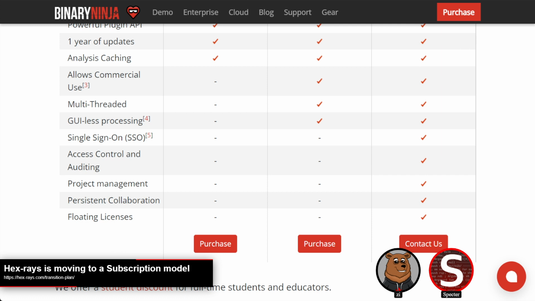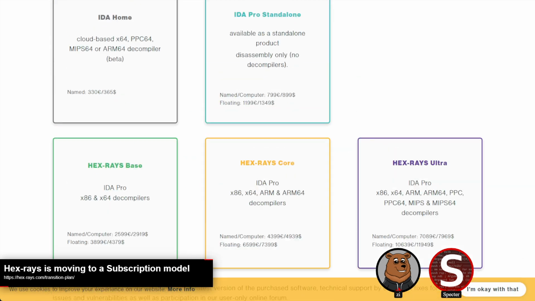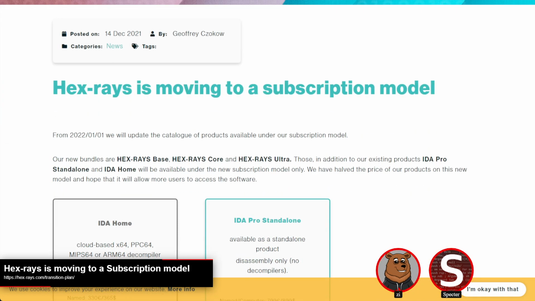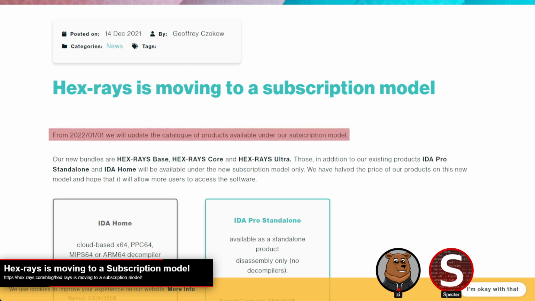I saw you pulled up the date earlier. What's the exact date that this goes into effect? I think you had the transition plan up. I'm just trying to find it now. Oh, it does say from 2022-01-01, so basically New Year, we will update the catalog of products available under our subscription model. Okay. So if you have IDA right now, it probably would be a smart idea to try to renew it before the end of the year, so that you don't get caught up in this. If it won't really affect you, or if it'll benefit you, then obviously it doesn't matter. But keep in mind that there is still a bit of a time window before they transition to this new subscription model.